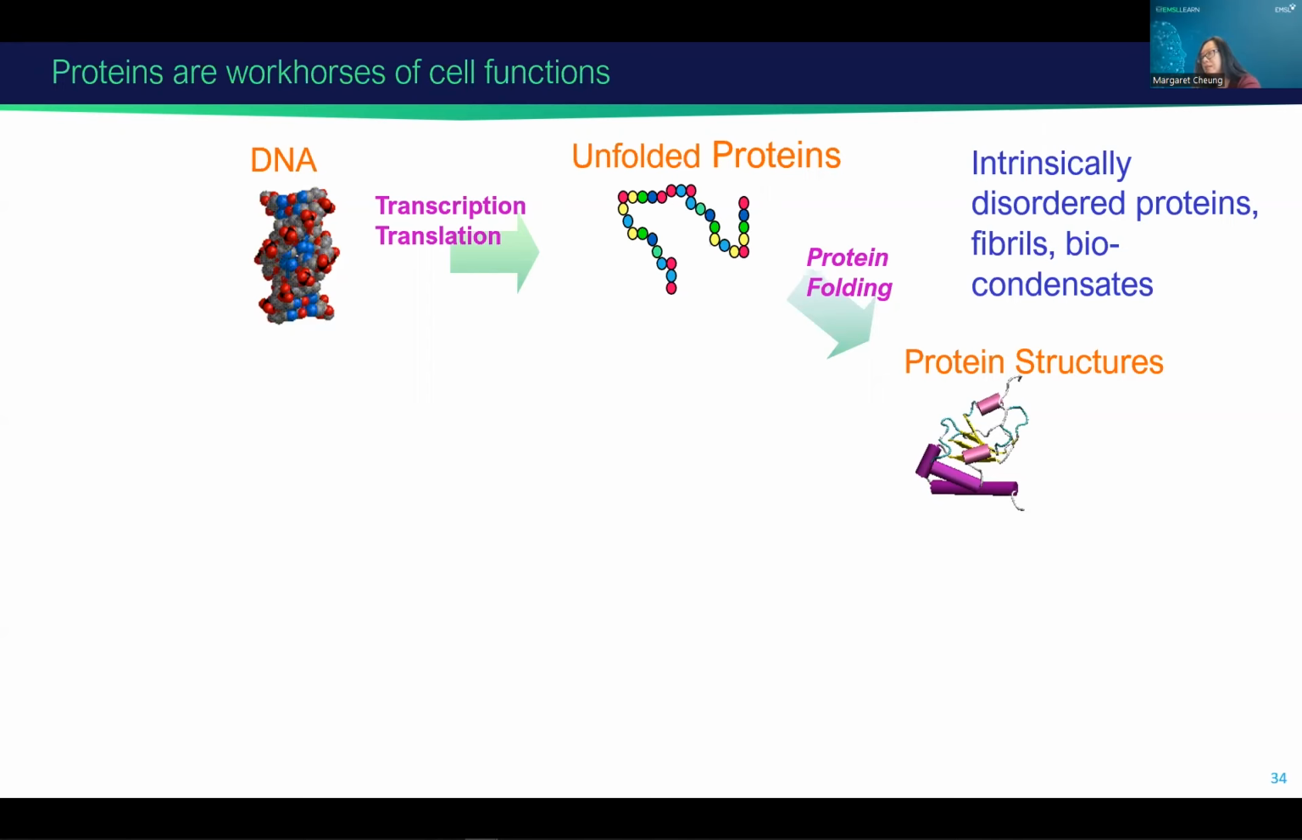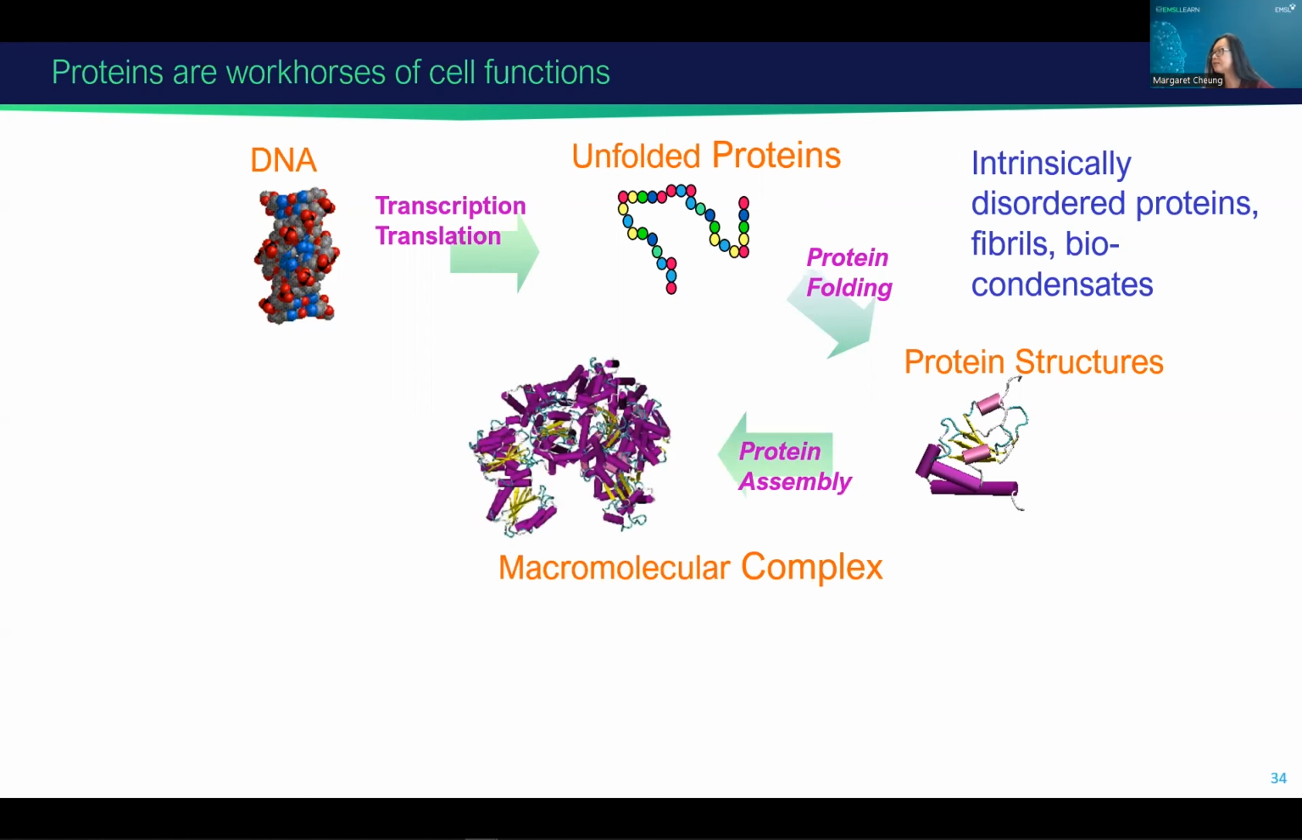However, there are other categories of proteins that do not fold into distinct structures, called intrinsically disordered proteins, and they may form fibrils and biocondensates that drive phase separations inside the cells. For those that do form structures, they can further build into macromolecular complexes like this DNA polymerase, a complex that sits on DNA, and when it moves through, a daughter strand of DNA could be synthesized like a roller coaster.